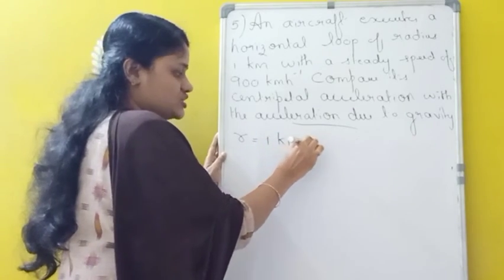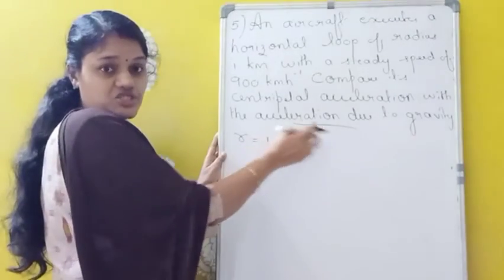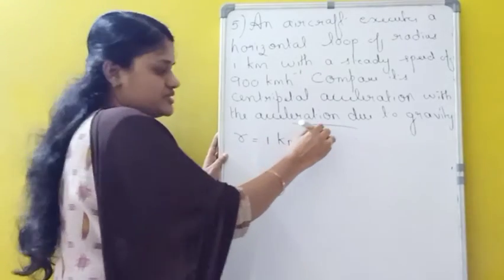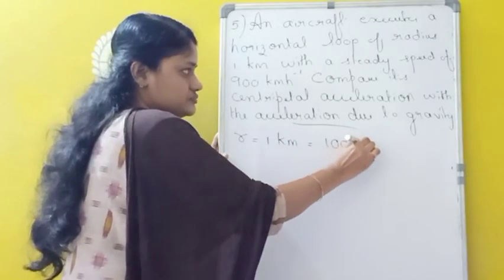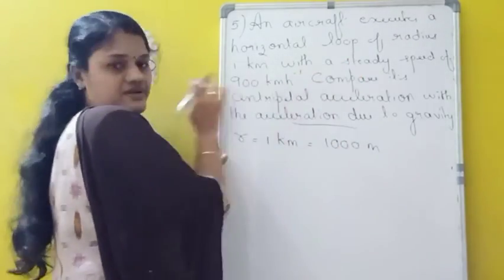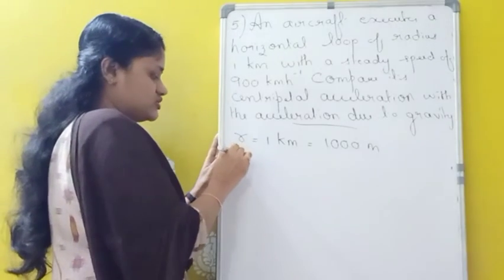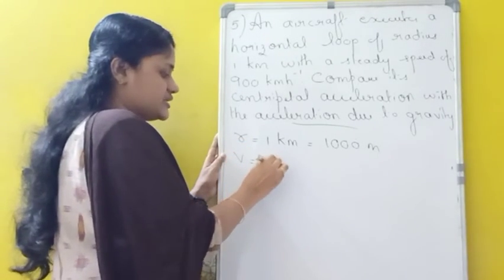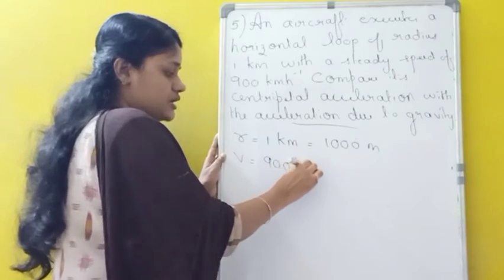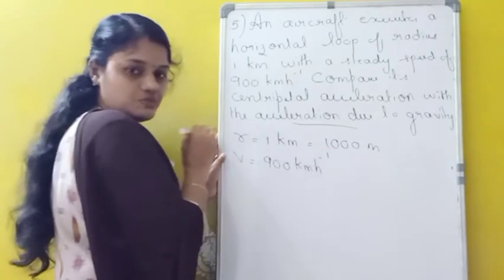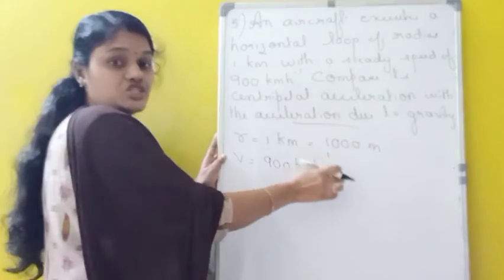What is the standard unit of distance? Meter. So you have to convert into meter. So 1 kilometer is how many meters? 1000 meter. Now the speed is given as how much? 900 km per hour. So the speed V equals 900 km per hour. But what is the standard unit of speed? Meter per second. So we have to convert into meter per second.